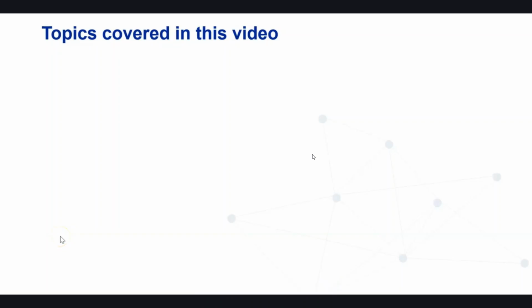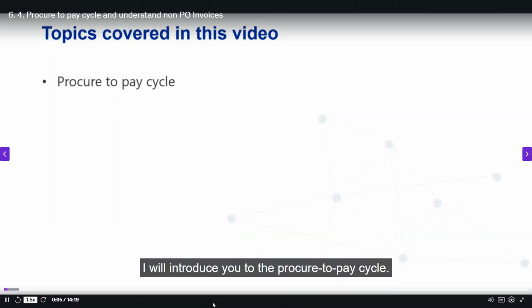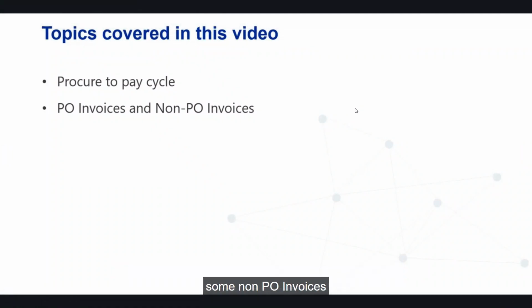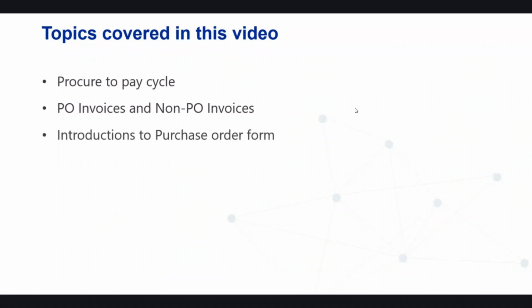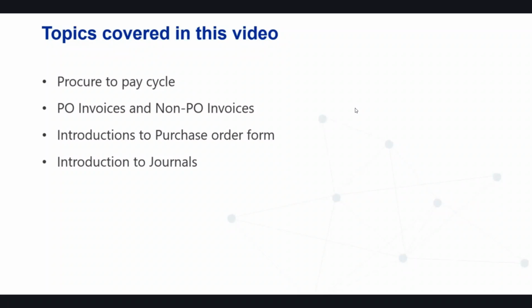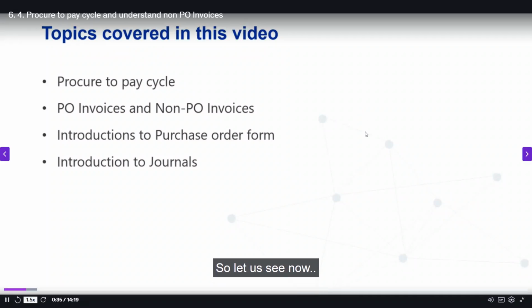Welcome back, everyone. In this video, I will introduce you to the procure to pay cycle. Then we will understand what PO invoices and non-PO invoices are, and why organizations do some non-PO invoices. PO here refers to purchase order, right? Then I will introduce you to the purchase orders form, and I will also introduce you to the journals form within the finance and operations application. Fine. So let us now see the procure to pay cycle.